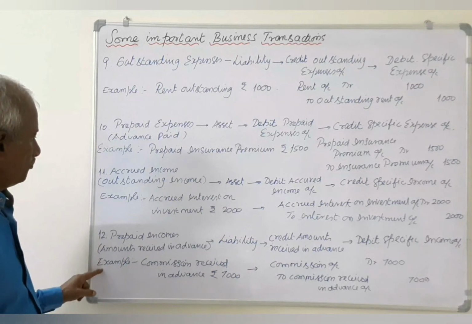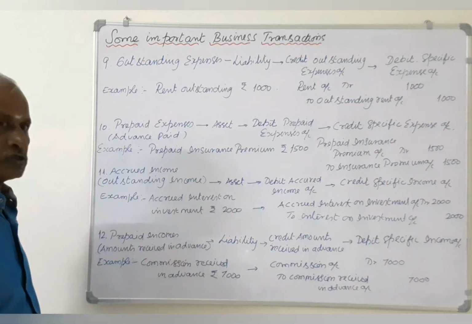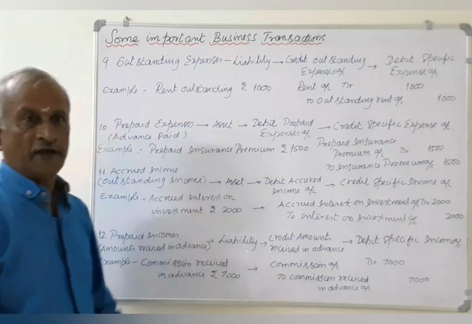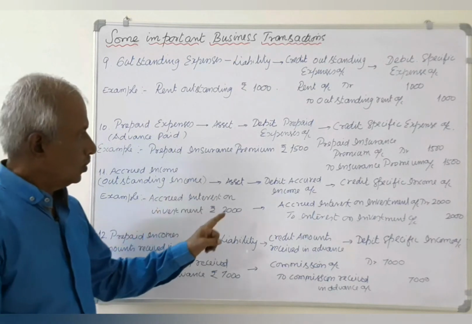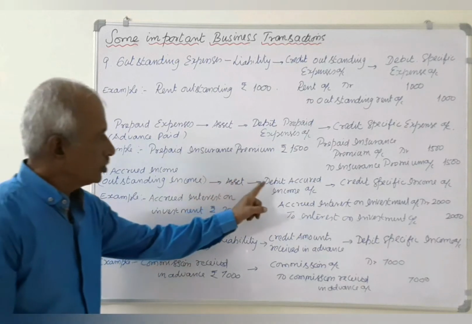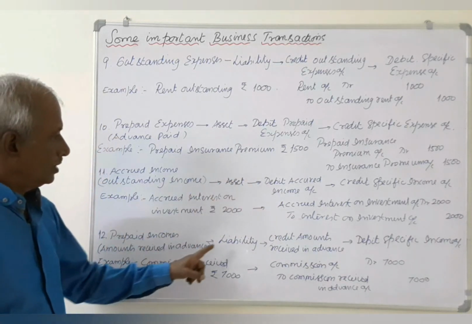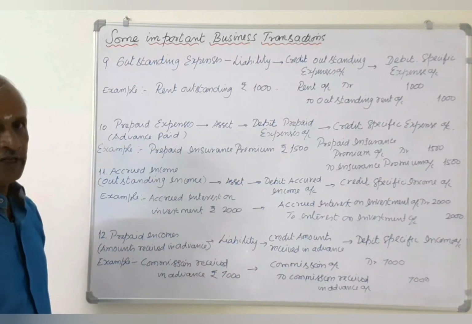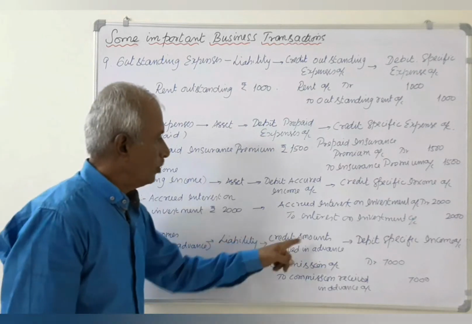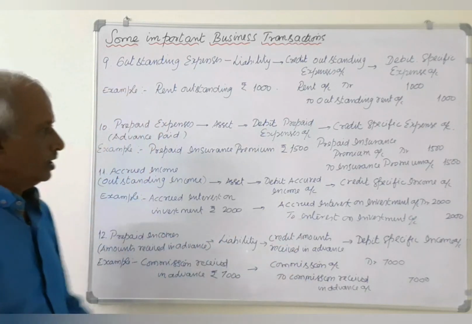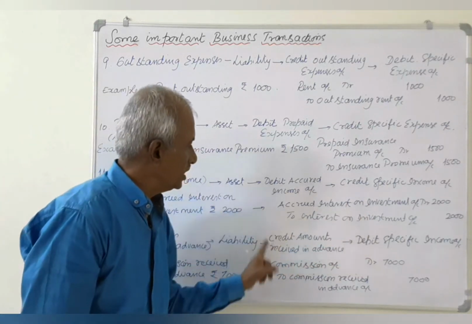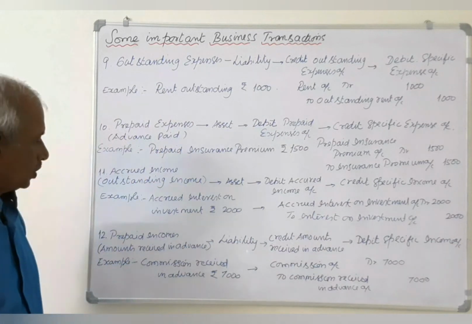Next, 12. Prepaid incomes or amounts received in advance. How to remember where this is to be debited or credited? Incomes are always credited. So accrued incomes are debited. Where accrued incomes are debited, credit amounts received in advance. Other way is it's a liability, so credit amounts received in advance. Debit specific income account. So the journal is specific income account debtor to amounts received in advance.